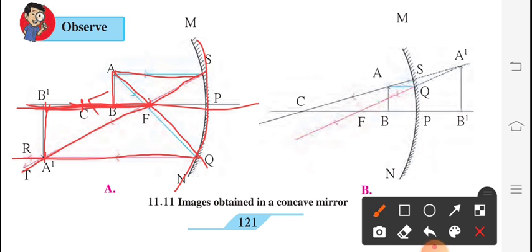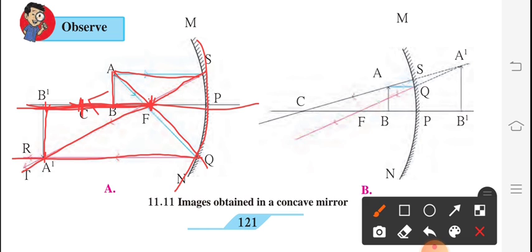So we can say whenever we are keeping the object in between the center of curvature and focus of the mirror, we are getting the image behind the center of curvature, and it is greater than the object. Clear? Now next we are taking the object between focus and pole.